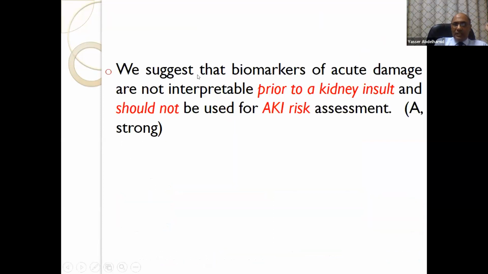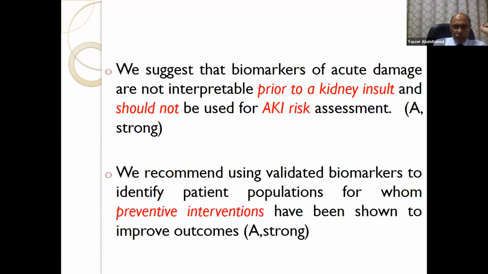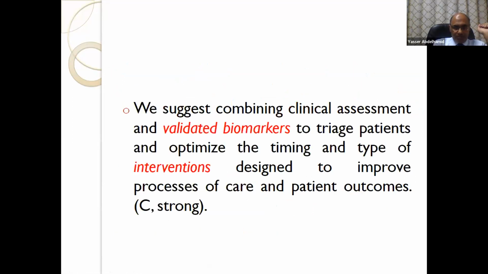They stated that biomarkers of acute damage are not interpretable prior to kidney insult and should not be used for AKI risk assessment. Risk depends on the scores I have mentioned. So use biomarkers in patients at risk for development of acute kidney injury. We strongly recommend validated biomarkers to identify patients for whom interventions have been shown to improve outcome. So use biomarkers to make an intervention.